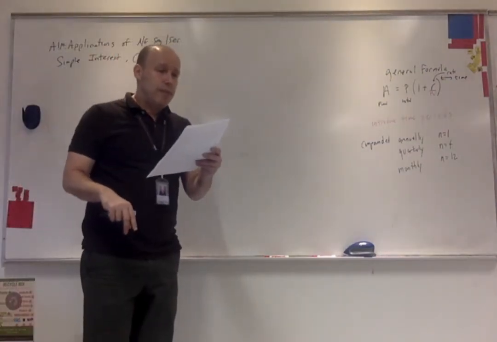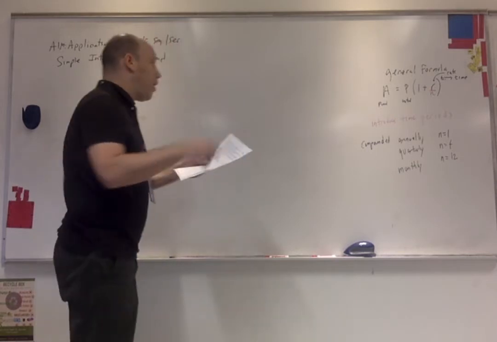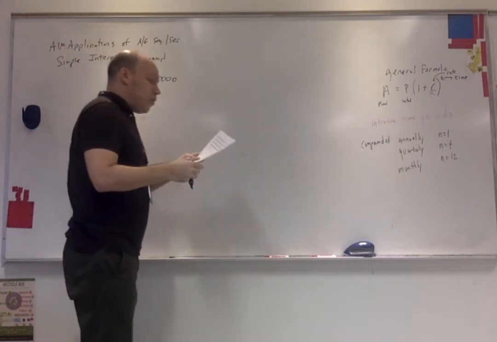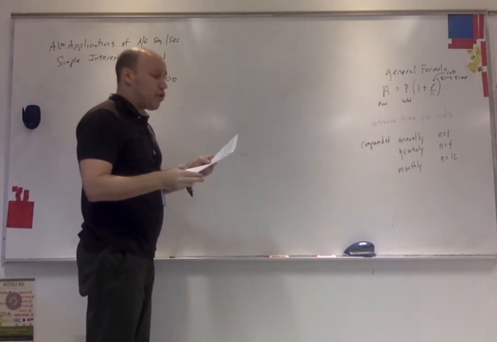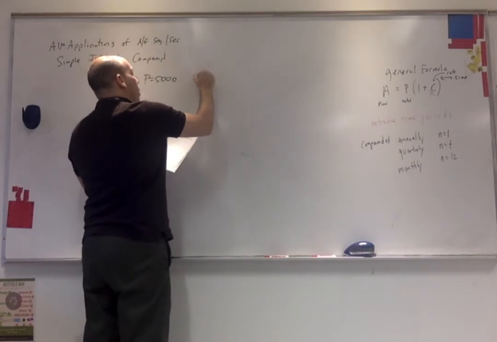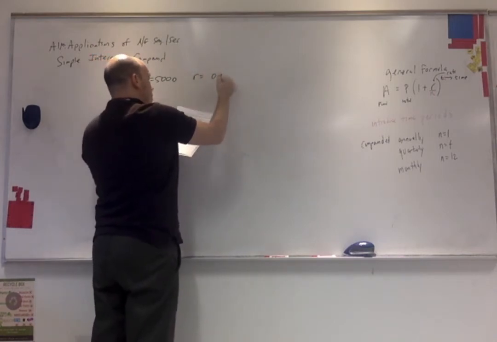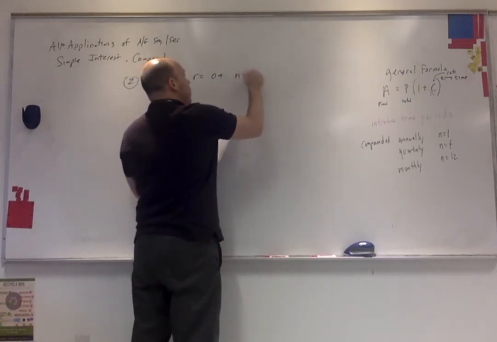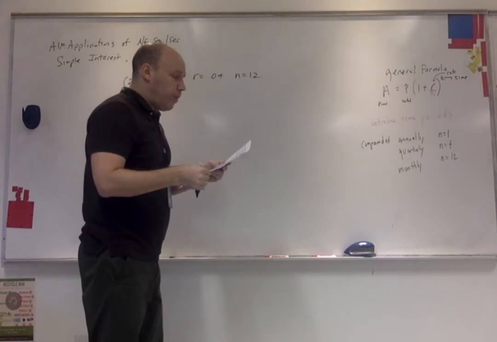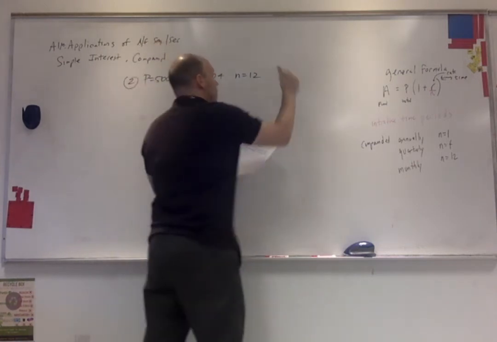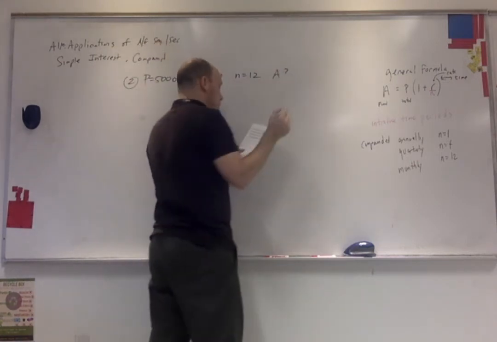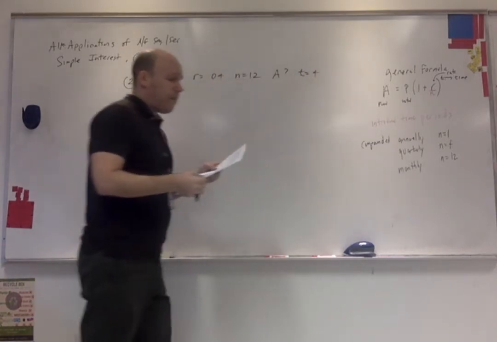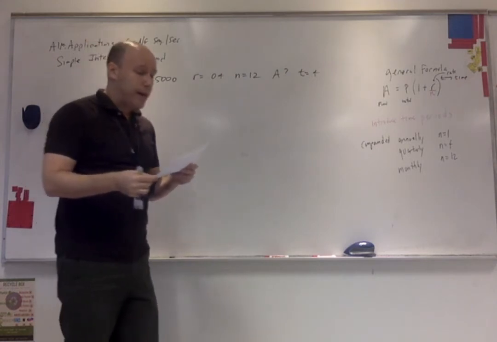Next, let's get some information. Habib put $5,000, P equals 5,000, into a savings account that pays 4% interest per annum, R equals 0.04, compounded monthly, N equals 12. How much will the account be? So A is unknown. After 4 years, T equals 4. If Habib does not deposit or withdraw any money.